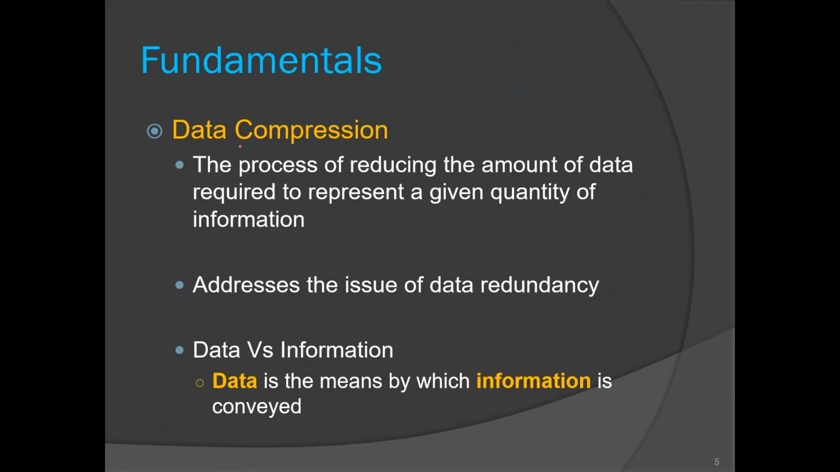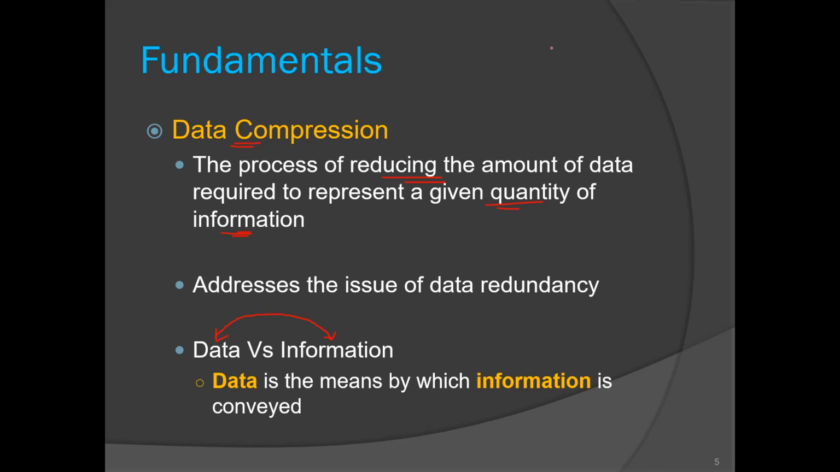Now we will see the definition of data compression. It is a process of reducing the amount of data required to represent a given quantity of information while preserving as much information as possible. So here we want to reduce the amount of data to represent the given quantity of information. If you compare these two terms, data and information, they are not synonyms.